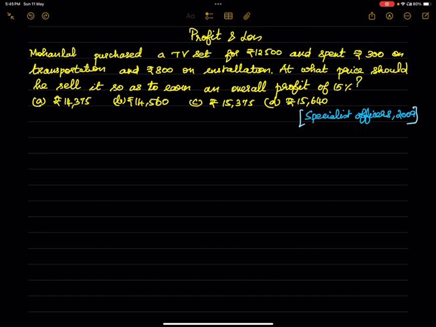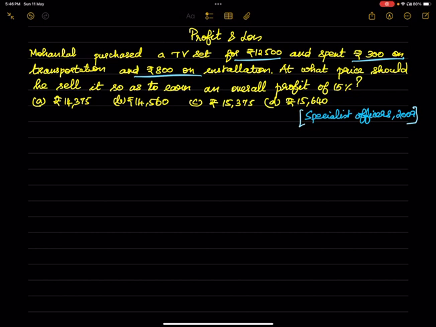Okay. In this problem, Mohanlal purchased a TV set for rupees 12,500. He spent rupees 300 on transportation and 800 on installation. That is, he's purchasing the TV for rupees 12,500. For that TV, he's spending more money for bringing the TV to the house. For transportation, for car or auto like that, he is spending rupees 300. For installation, for giving connection and all, he is spending rupees 800 extra.